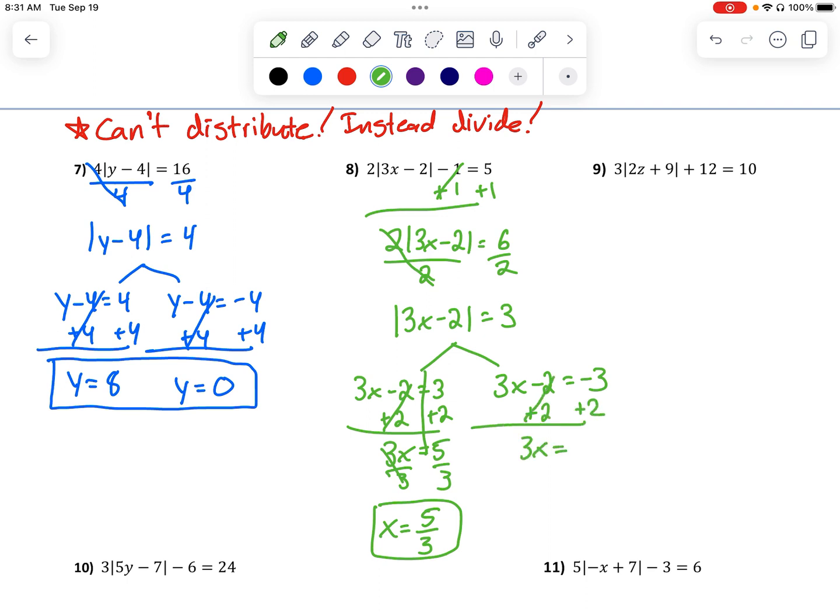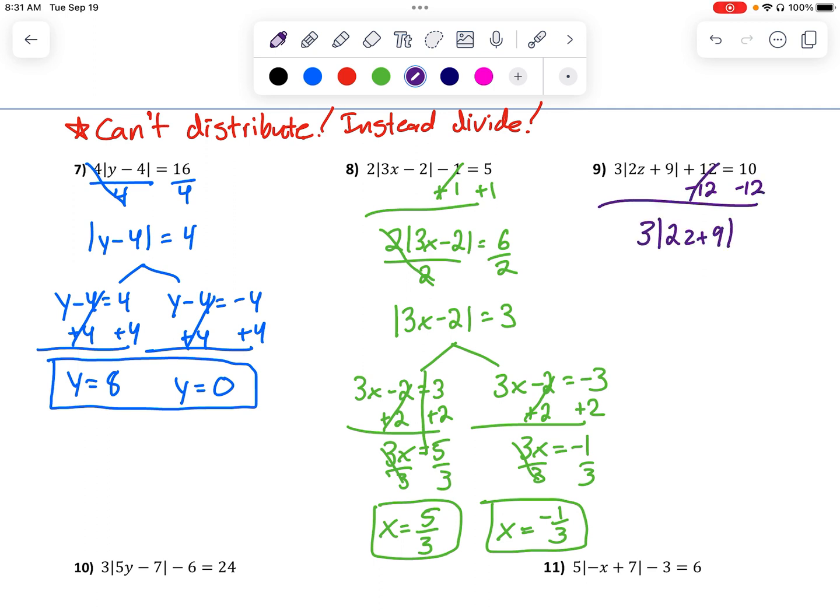Over here, we've got 3x equals negative 1. Oof, again, we can't divide negative 1 by 3, so we're going to leave it as a fraction. Number 9, again, we need to get the absolute value by itself, so we're going to subtract 12. And then divide by 3 because we can't distribute it.